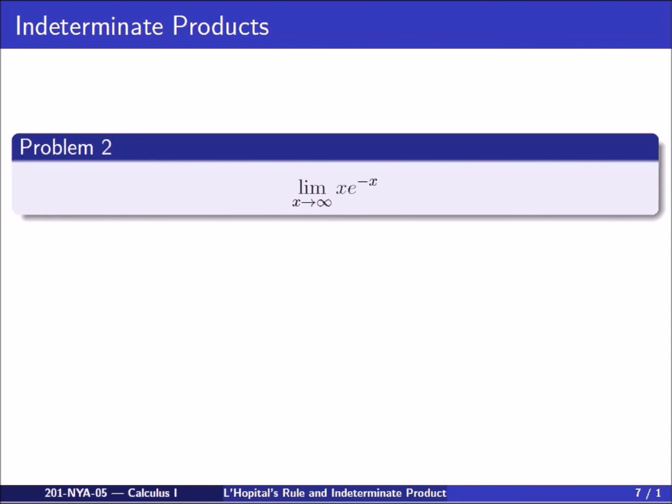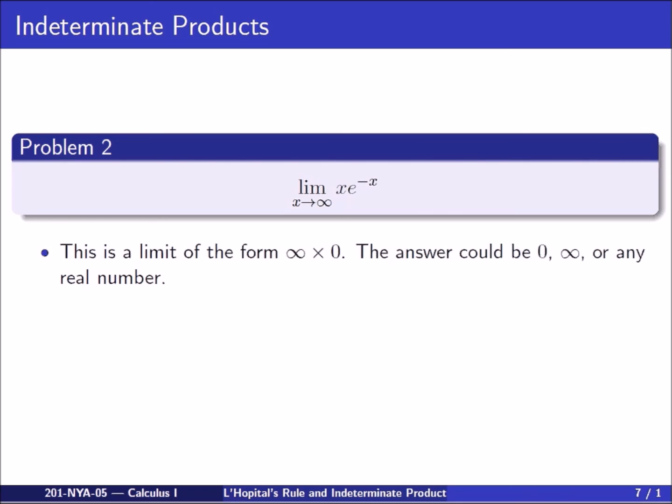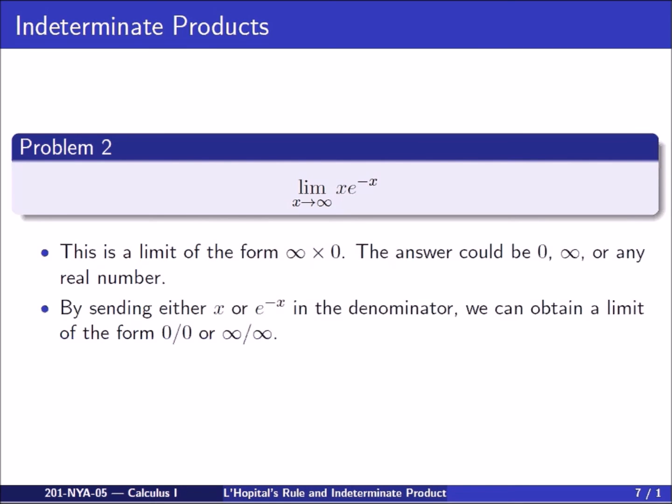Now our second example is the limit as x goes to infinity of x e to the minus x. The first factor goes to infinity, the second one goes to 0, so it's an indeterminate product of the form infinity times 0. The answer could be anything once again. We have to send either x or e to the minus x in the denominator in order to get a limit of the form 0 over 0 or infinity over infinity. Which one should we send?